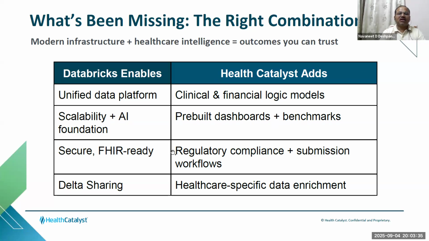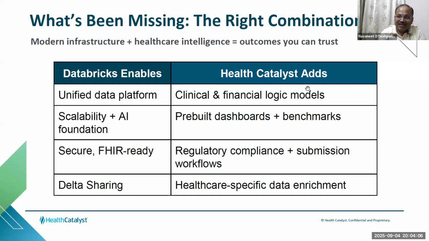Then secure FHIR-ready. FHIR is nothing but Fast Healthcare Interoperability Resources. Interoperability means whether other units of the healthcare system are interoperable with the hospital units. So secure transactions have to happen. For example, insurance data has to come to the hospital, bank data has to come to the hospital, government data has to come to the hospital. It has to be secure. It has to be FHIR-ready. So they have to form a regulatory framework in which they become FHIR-ready.